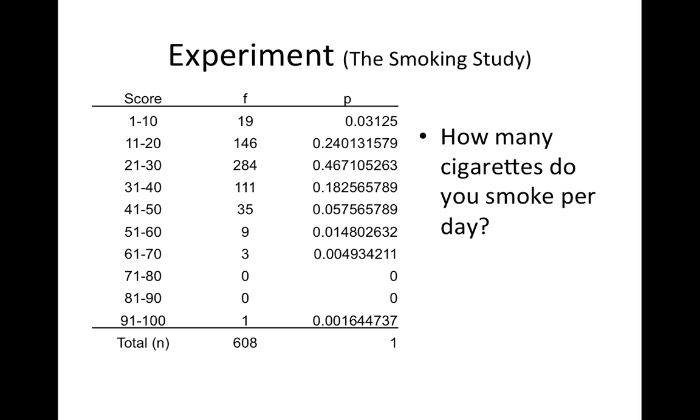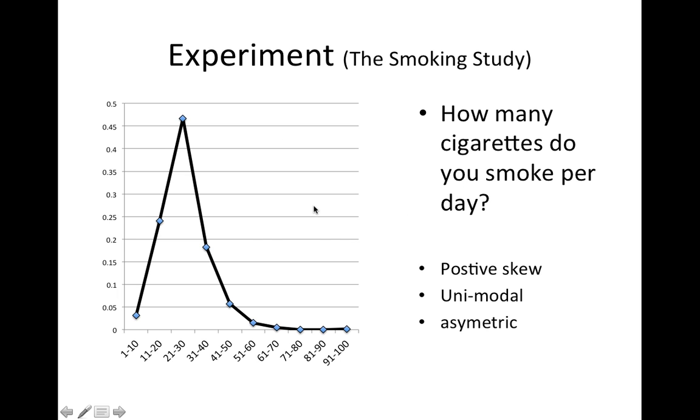If we were to construct a sampling distribution of these data, we might want to start by constructing a relative frequency distribution. Okay, so there were 19 people that said that they smoked between 1 and 10 cigarettes per day, 146 that said that they smoked between 11 and 20, and so on and so forth. And here are the relative frequencies of how many cigarettes do you smoke per day. If I take that frequency distribution and that relative frequency distribution, I can construct this graph. This is the relative frequency distribution of sig day. It has positive skew, it's unimodal, it's asymmetric. Okay?